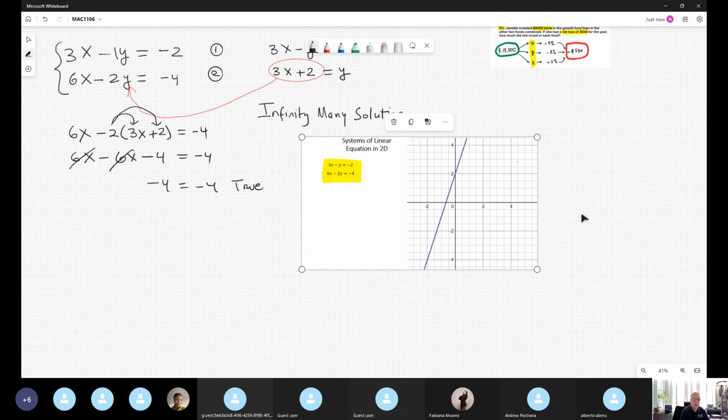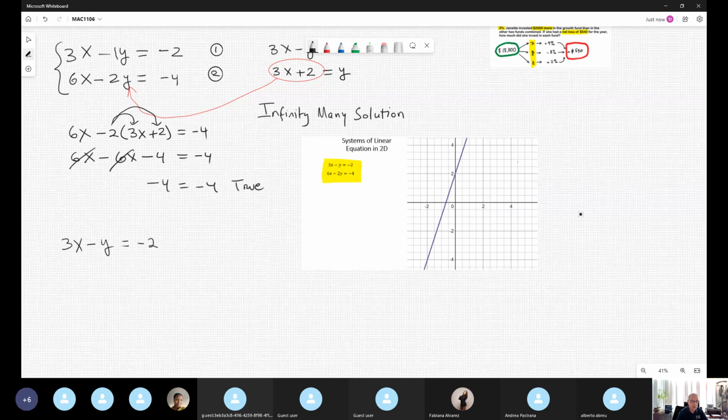I want to prove it. Look, you take, for example, equation 1, which is 3x minus y equals minus 2, and you solve for y. It's y equals 3x plus 2. Actually, I did it before. Okay, and this is the same.